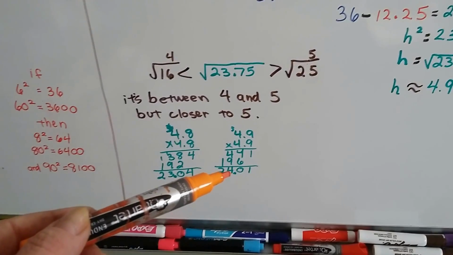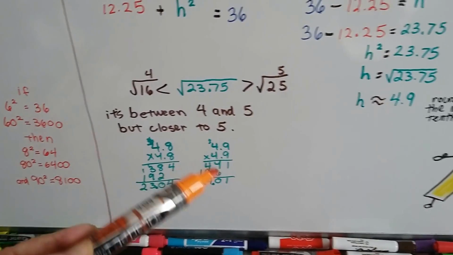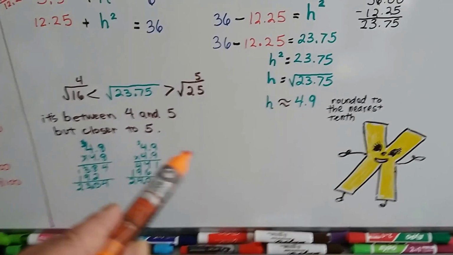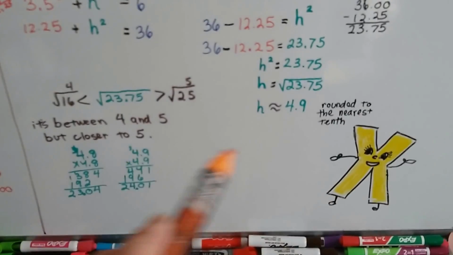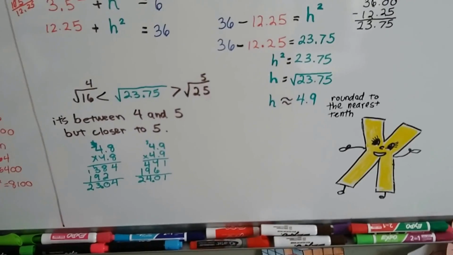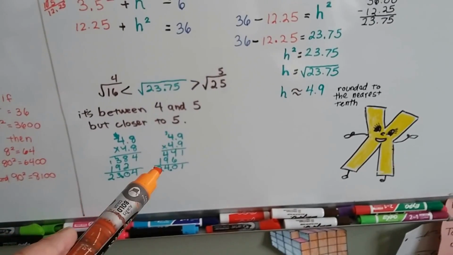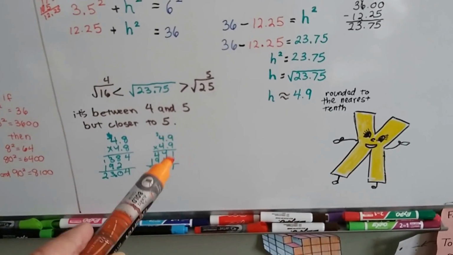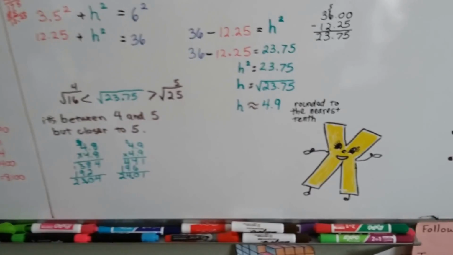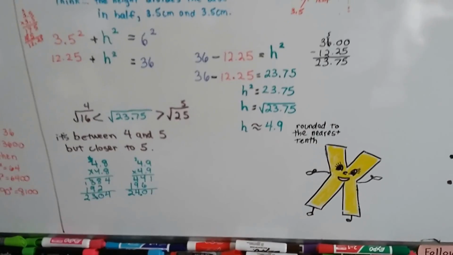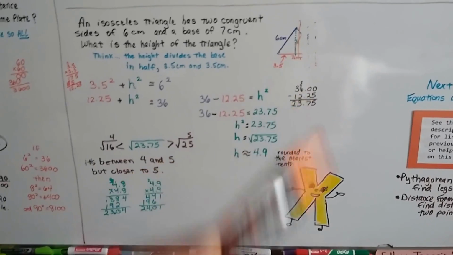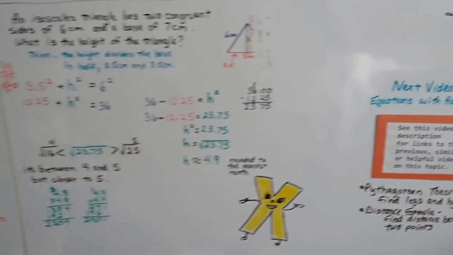That's really close to 24. It's closer than this one, so we can say it's approximately, use the approximate symbol, 4.9. That's rounded to the nearest tenth. Even if it was 4.85, that 5 would make the 8 round up to a 9, and we'd still be at 4.9. See? So, just remember it cuts the base in half when you're doing the height, all right?